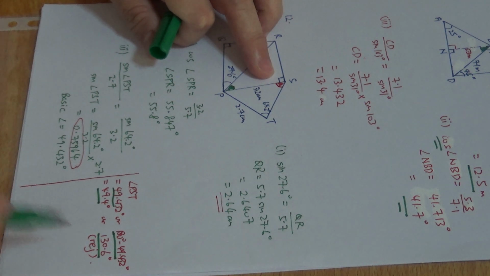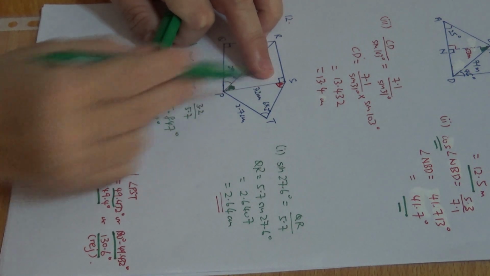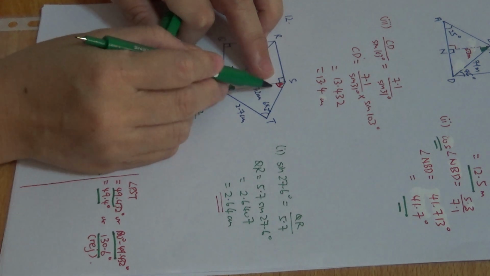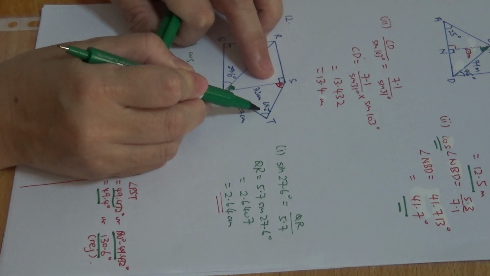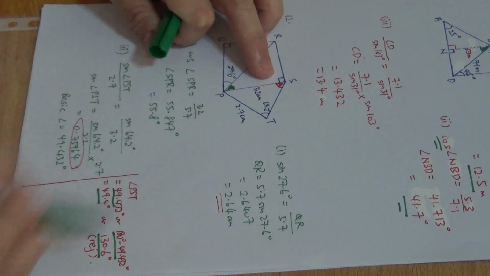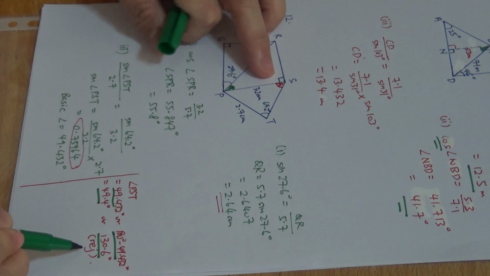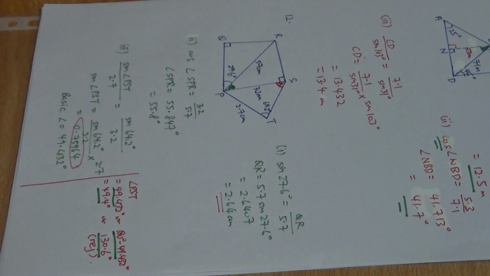Another way to check, if this angle is 130.6, if I add up to this, it already exceeded 180, so it cannot be a triangle. So this one is rejected. You can use either reason to reject it. Alright, so that will conclude your question number 12.